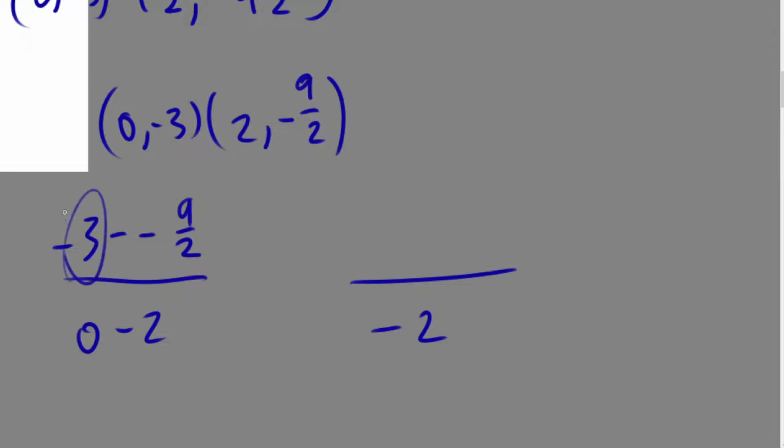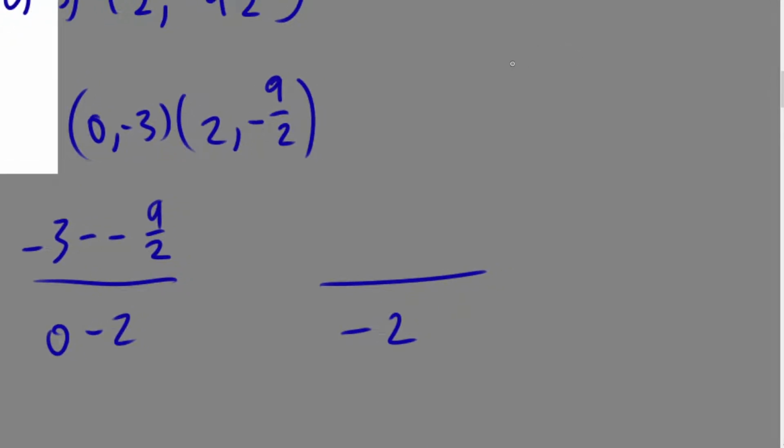So we'll multiply this by 2 over 2, which is the same as multiplying by 1. We're just changing the format of what it looks like. So negative 3 times 2 is 6. 6 over 2, and it's still negative, minus negative 9 over 2, which turns into addition.